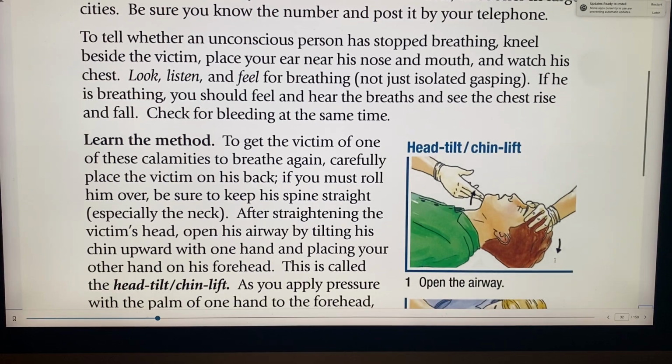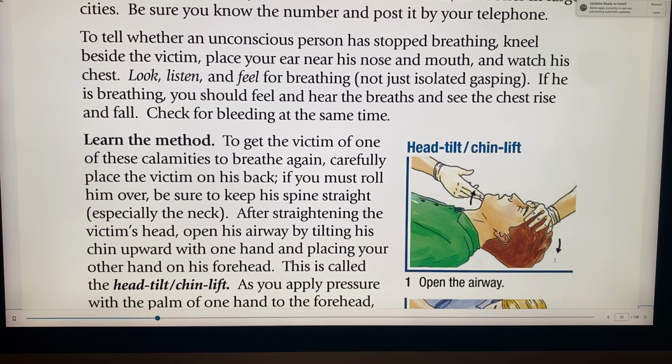To tell whether an unconscious person has stopped breathing, you're going to kneel beside the victim and place your ear next to his nose and mouth and watch his chest. We call this maneuver look, listen, and feel. So you get down there, look, listen, and feel to see if they are breathing, to see if you need to start artificial respiration. You're going to have to place the victim on the back. You're going to roll them over on their spine, keeping their spine straight. Don't bend their spine either way, and straighten their head.